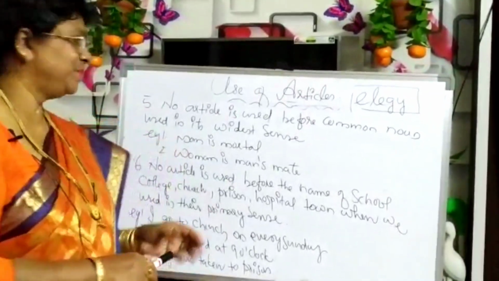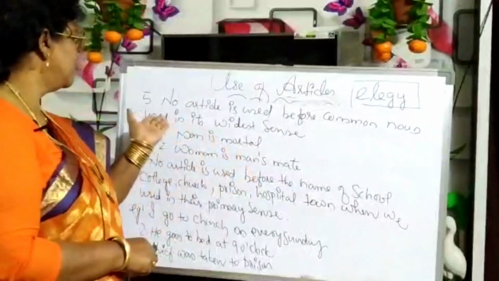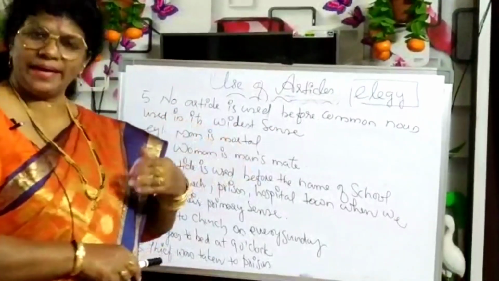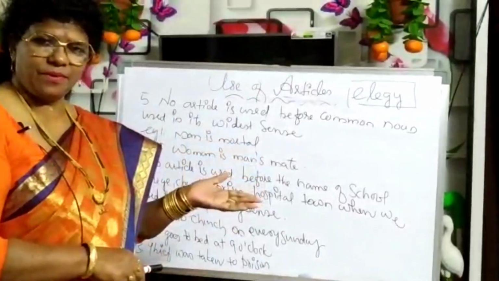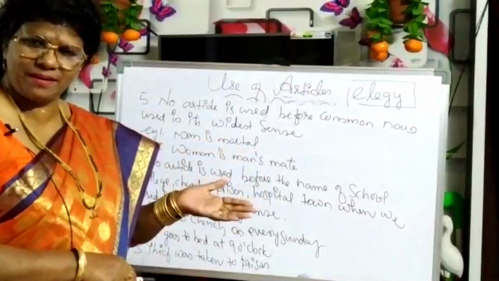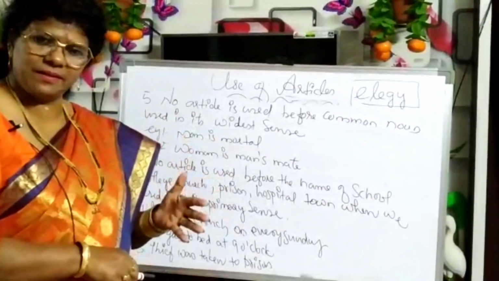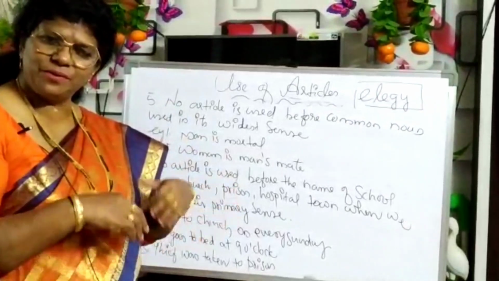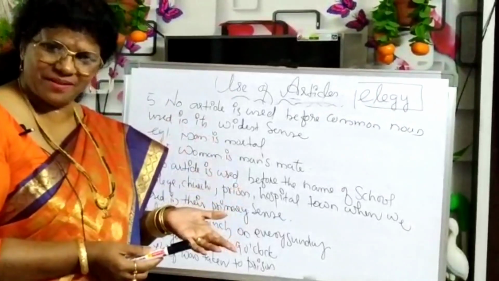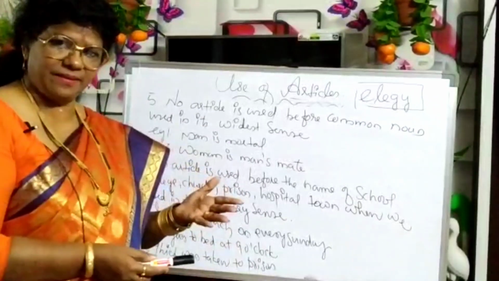Let us go through. No article is used before common noun used in its widest sense. Example, man is mortal. Do you all think man is immortal? No, man is always mortal. However, we are living on this earth. Someday we have to leave all these luxuries and everything and we have to go to either hell or heaven. Okay? Then, woman is man's mate.